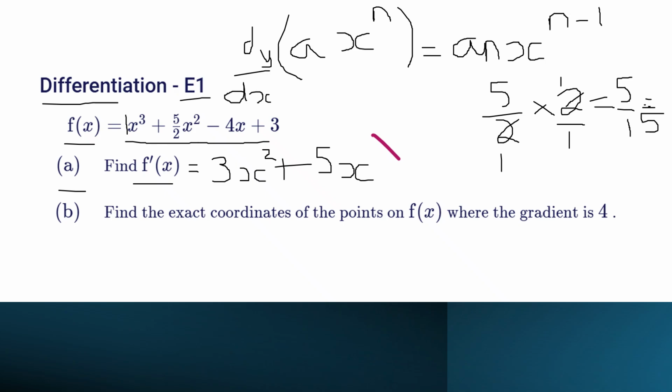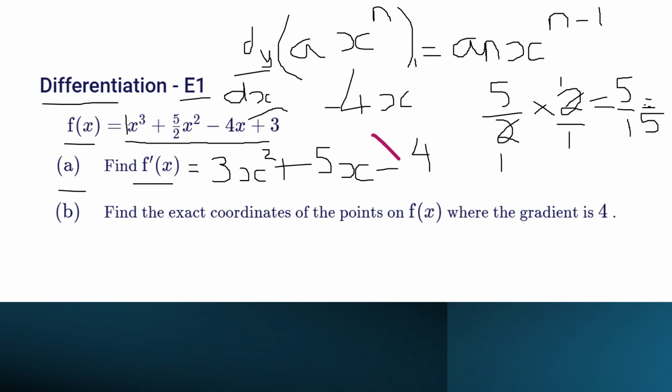Minus 4x differentiates to minus 4. So again, think of it as minus 4x to the power of 1. So I do 1 times minus 4 is minus 4. Then I knock off the power. That becomes x to the 0. But we should know from GCSE maths that any term or number to the power of 0, excluding 0 to the power of 0, is equal to 1. So this just obviously goes to minus 4.